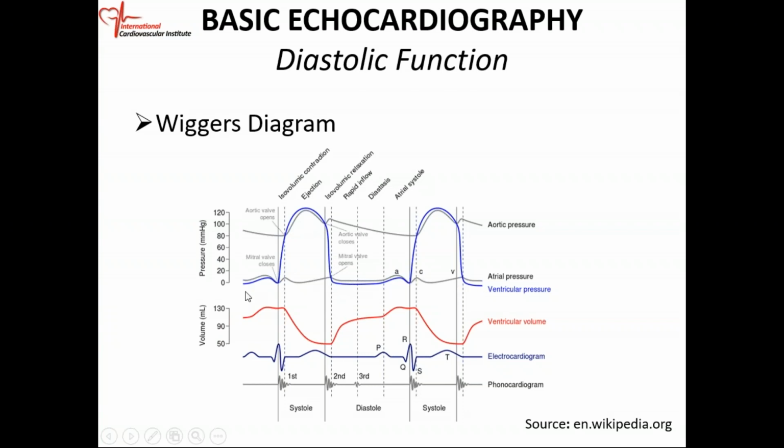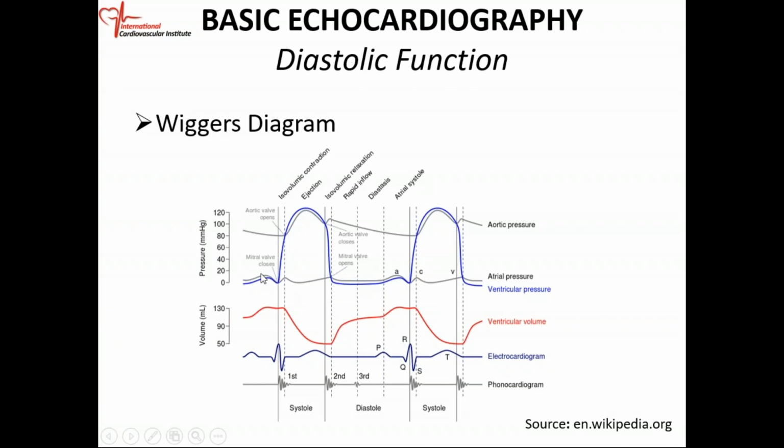Okay? And the same thing with your atrial pressure. The pressure in the atrium, okay, in systole, you get a slight increase, okay? And in diastole, the atrial pressure should be similar to your ventricular pressure in diastole. So the atrial pressure in diastole and the ventricular pressure in diastole should be similar, okay?